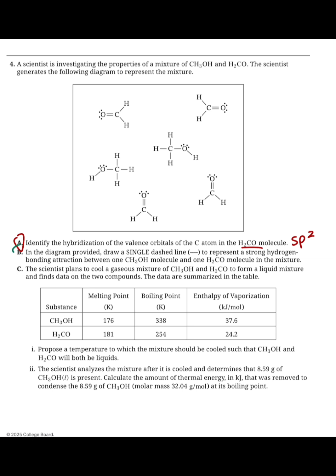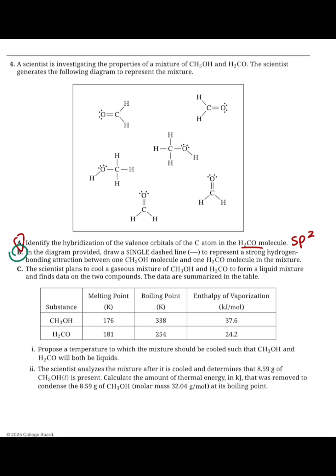If we take a look at part B, it says, in the diagram provided, draw a single dashed line, and it emphasizes single, to represent a strong hydrogen bonding attraction between one CH3OH and one H2CO molecule in the mixture. So they set up a lot of potential combinations here, but there's really only one that is easy to represent without you drawing all the way across the diagram.